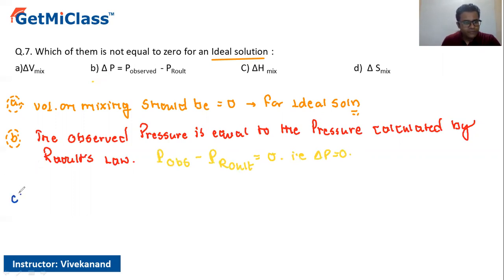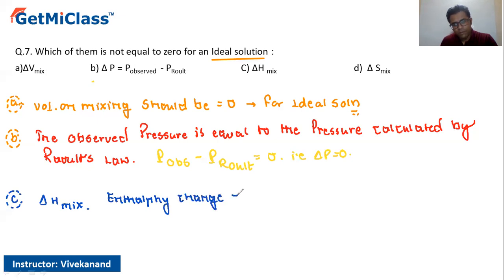Now, when we observe option C, delta H of mixing, when we mix the two ideal solutions, there is no change with respect to the enthalpy. So therefore, the enthalpy change of mixing is also going to be equal to 0.